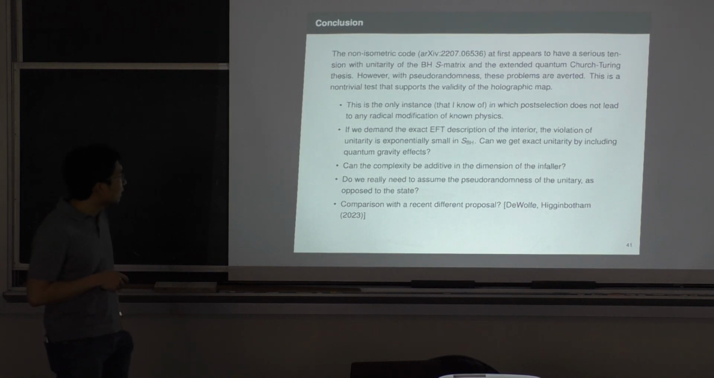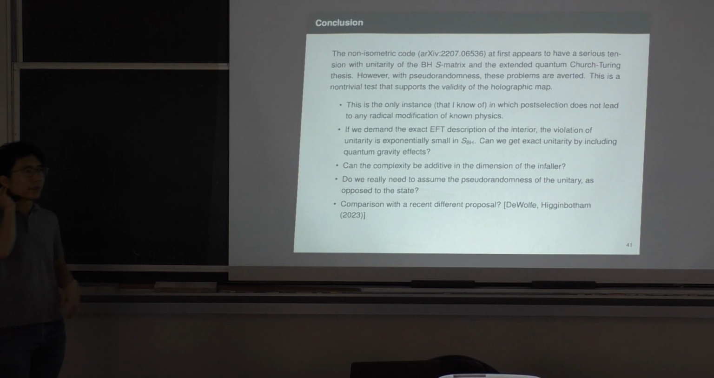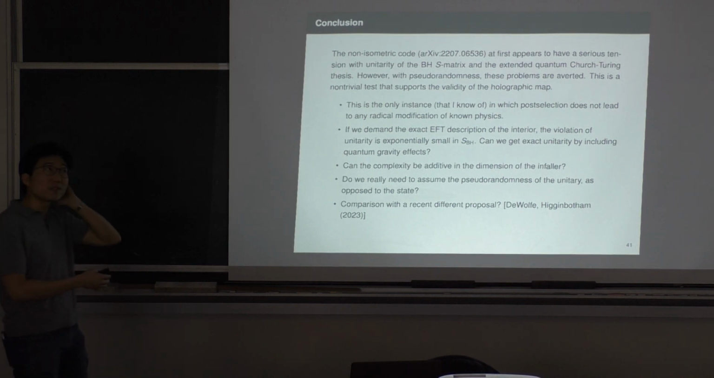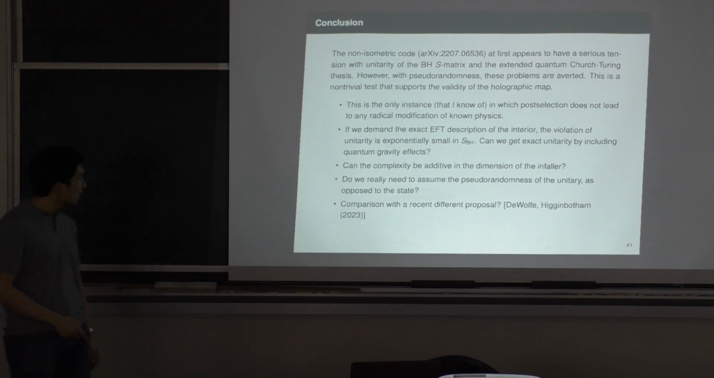And what I find really interesting is that this is the only instance that I know of in which the post-selection does not lead to any radical modification of known physics. In particular, I was very worried about the possibility of producing something exponentially complex by throwing something into the black hole. And I find it kind of amazing that somehow this problem is averted in this particular setup. So I'm wondering more generally, if post-selection is allowed, what is the limit? That's something that I find very interesting.